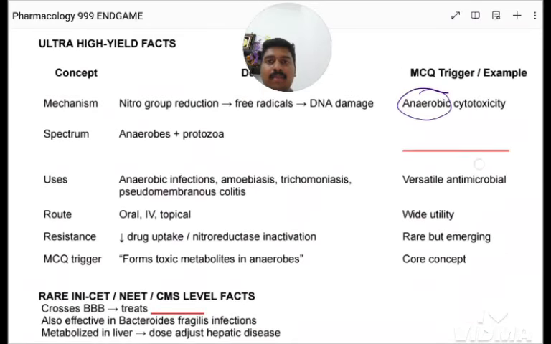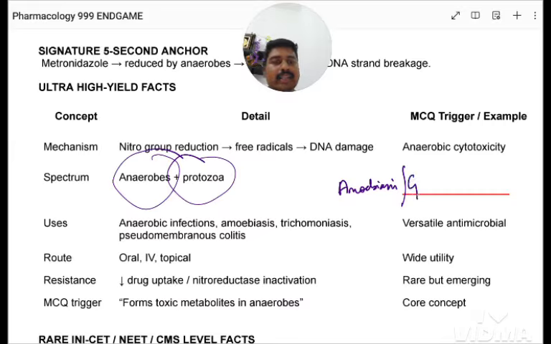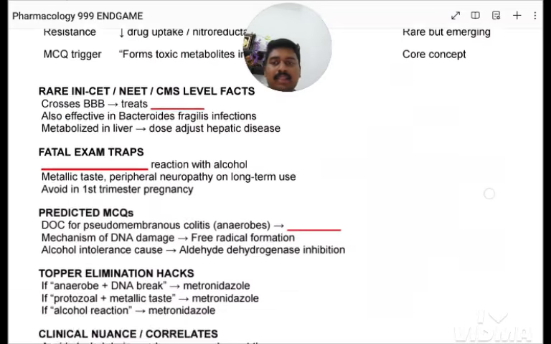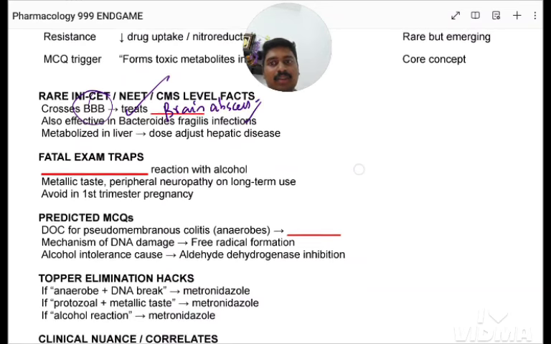Let's go to the questions. What is the spectrum? Anaerobes and protozoa. So basically it is anaerobic bacteria, and along with that you have three protozoa. Which are those? Yes, very good. Amoebiasis, Entamoeba histolytica. Second is Giardiasis, and third is Trichomonas vaginalis. Next, second, it crosses the blood-brain barrier, hence it is useful to treat brain abscess. Remember, for brain abscess we'll be using metronidazole also. Not only metronidazole, we'll be using it in combination with other antibiotics.